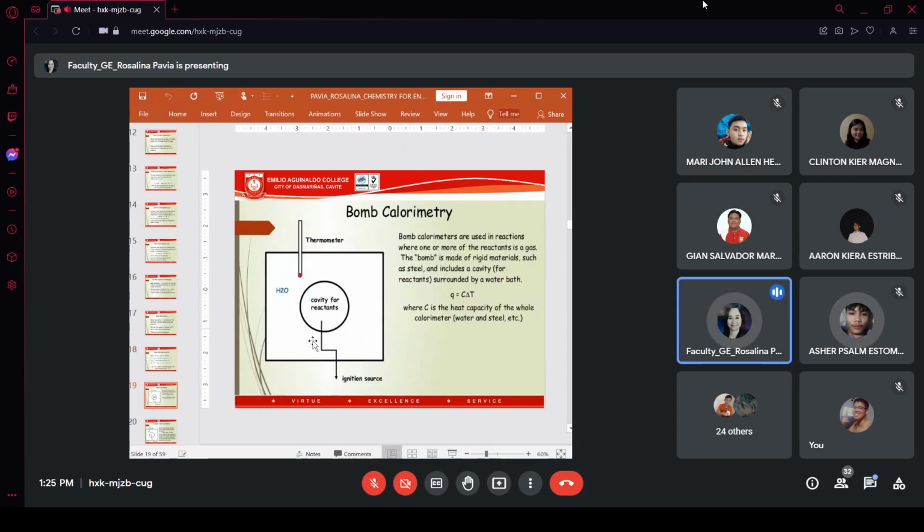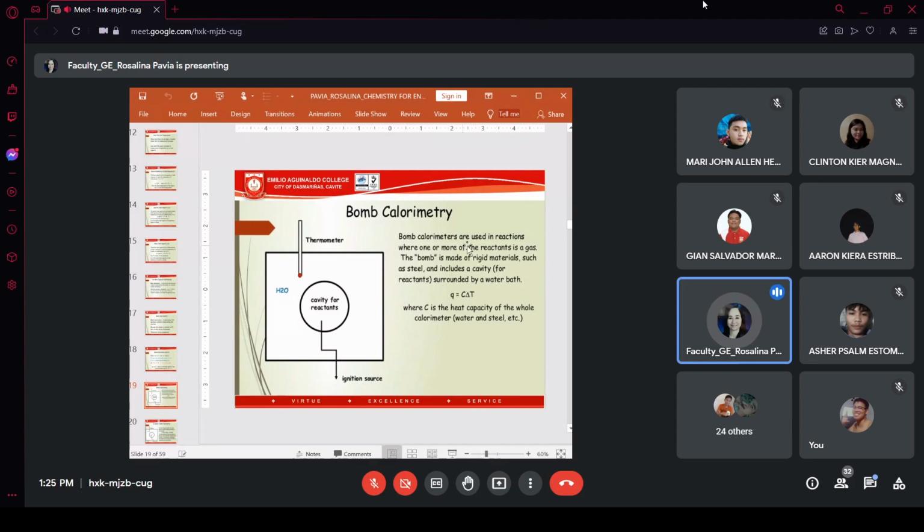So this is a schematic diagram of a bomb calorimeter. We have a vessel. It depends on whether the vessel is made of any metal, it can be aluminum, iron, whatever metal. We have a cavity here in which the reaction, which is being heated, happens. We have a thermometer to monitor the temperature change.